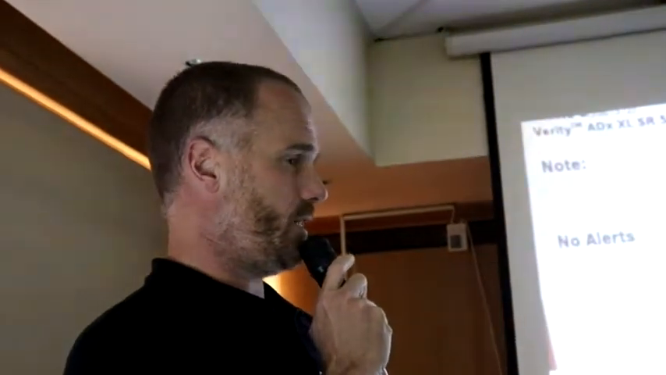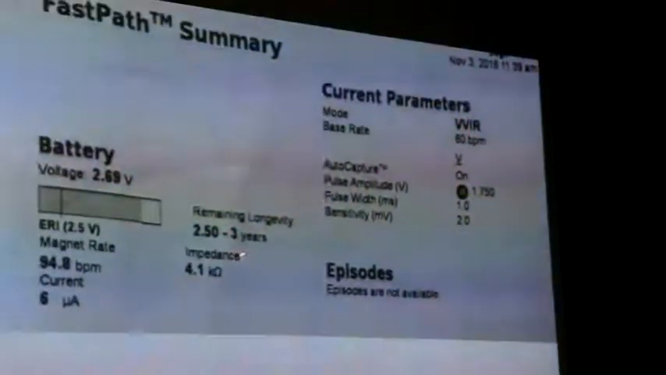Which reading is important to evaluate your battery on longevity? Is it the battery voltage or the impedance? Which one is the alarm? The one that the device uses to trigger ERI is battery voltage. But for me, as a human, I'm looking at this and this. I'm looking at both of these here, but I'm particularly looking at the battery impedance.